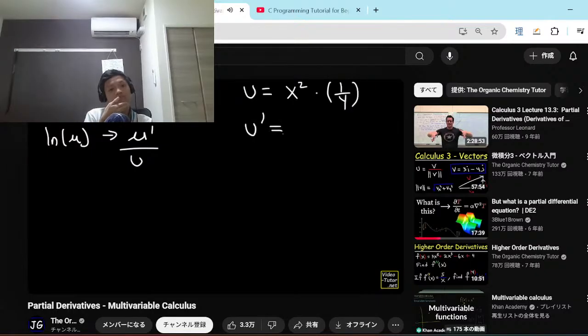So now what's u prime? It all depends on if we're looking for dz/dx or dz/dy. Let's find dz/dx first. So u prime, which I'm going to write as u prime with respect to x. We're going to treat x as a variable. So the derivative of x squared is 2x times the constant 1 over y. We're going to treat 1 over y as a constant.